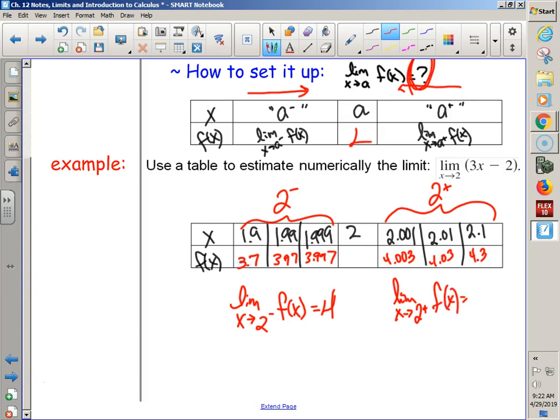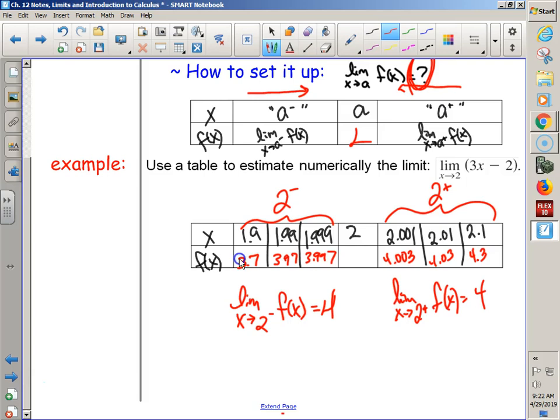What's going on from above? We're getting closer to 4. You guys are so good at this. Look! You're getting closer to 4. You're approaching 4, which means the limit seems to be 4. So wait a minute. If these two agree, what did I say you're allowed to do?